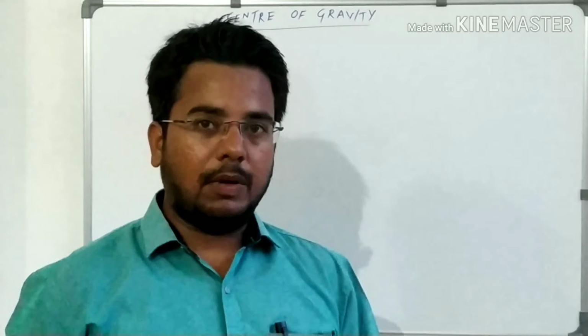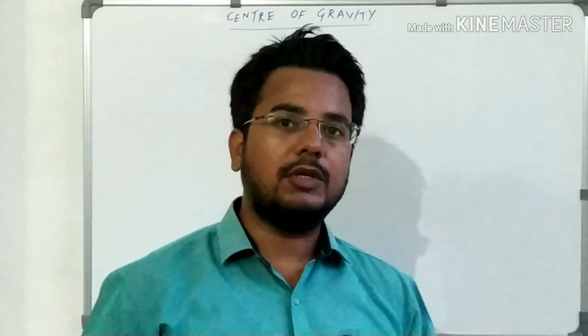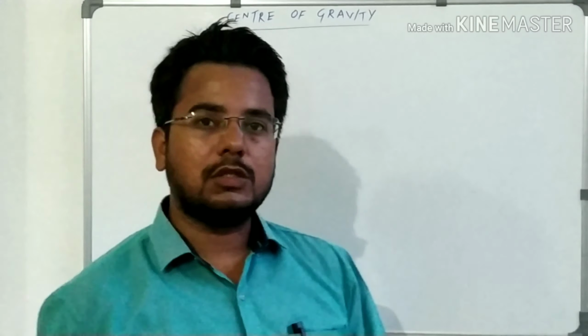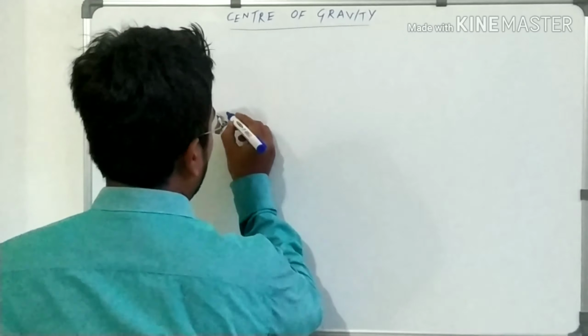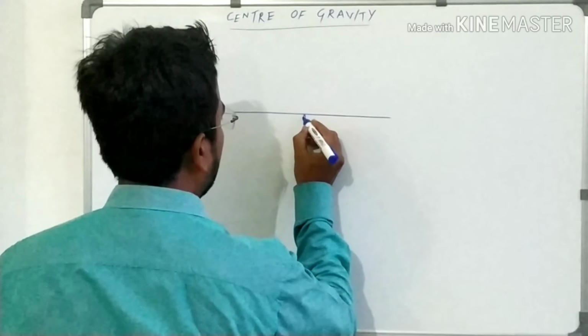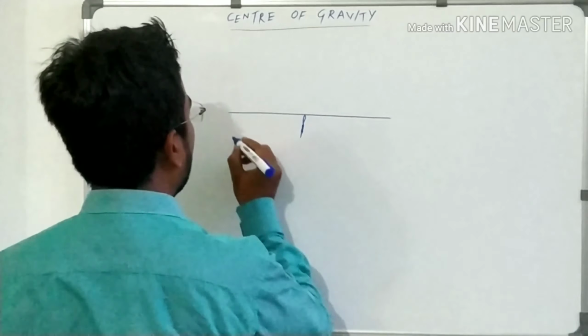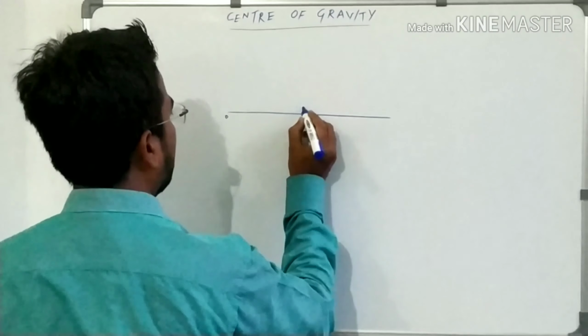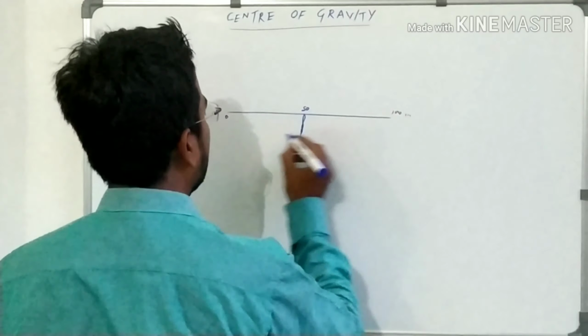A body can be balanced at its center of gravity. For example, a meter rule can be balanced from its midpoint at the 50 centimeter mark, between its 0 and its 100 centimeter marks.